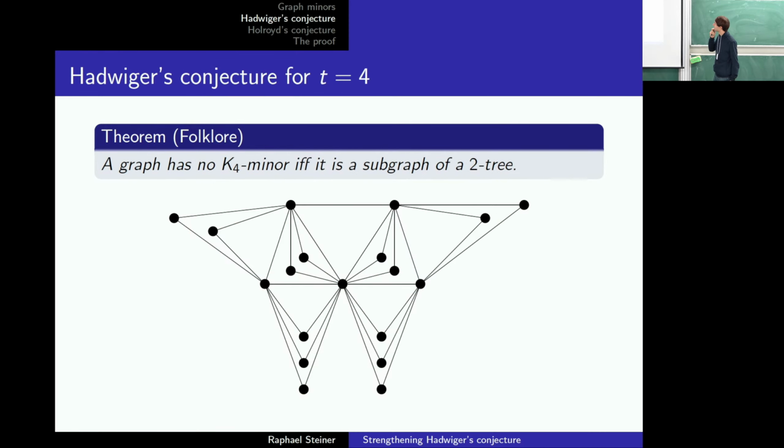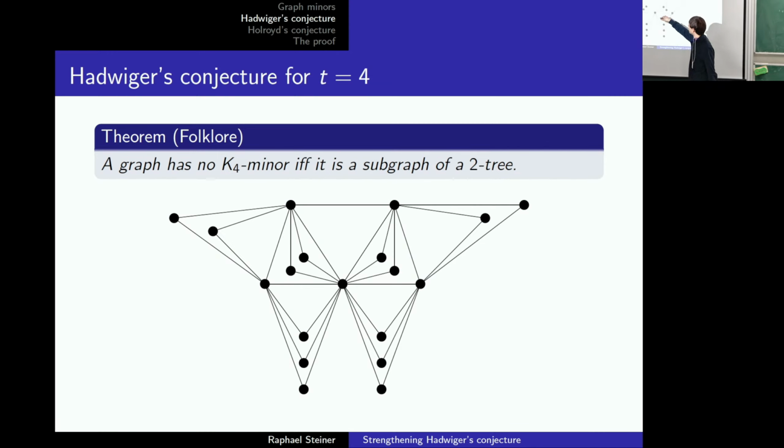Let me look now for this talk at some of the small cases. What do they mean? If I have no K3 minor, then I'm just a forest. I don't have any cycles, so trivially I'm two-colorable. And if I look at graphs excluding a K4 minor, there's an exact structure theorem for these graphs, which is not very hard to prove, which says that you have no K4 minor if and only if you are a subgraph of what is called a 2-tree. So in other words, you have tree-width at most 2.